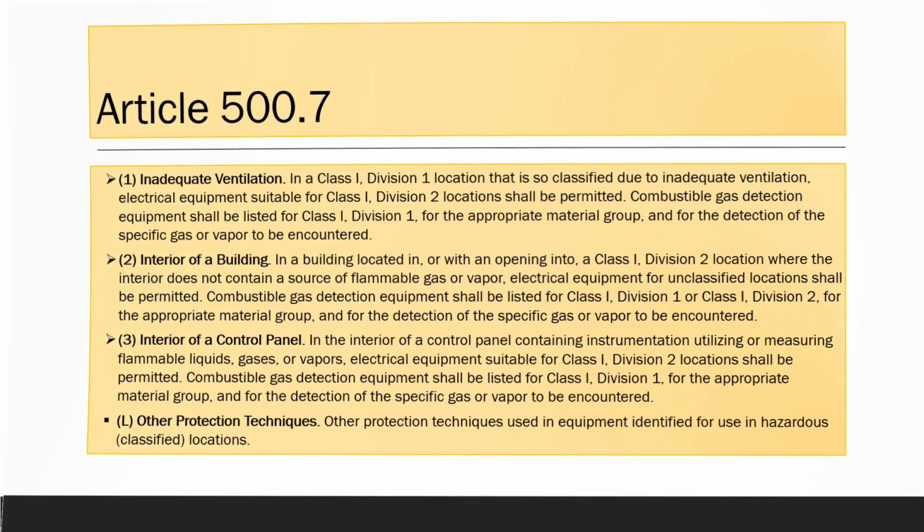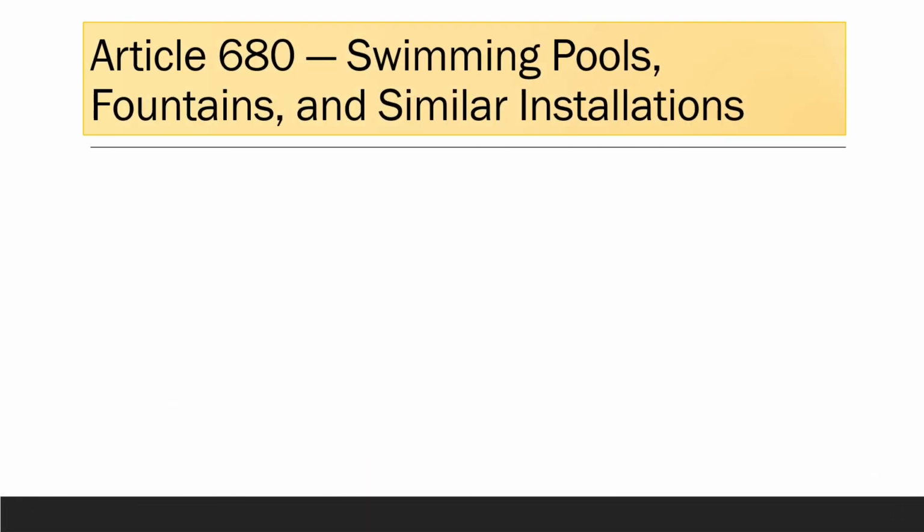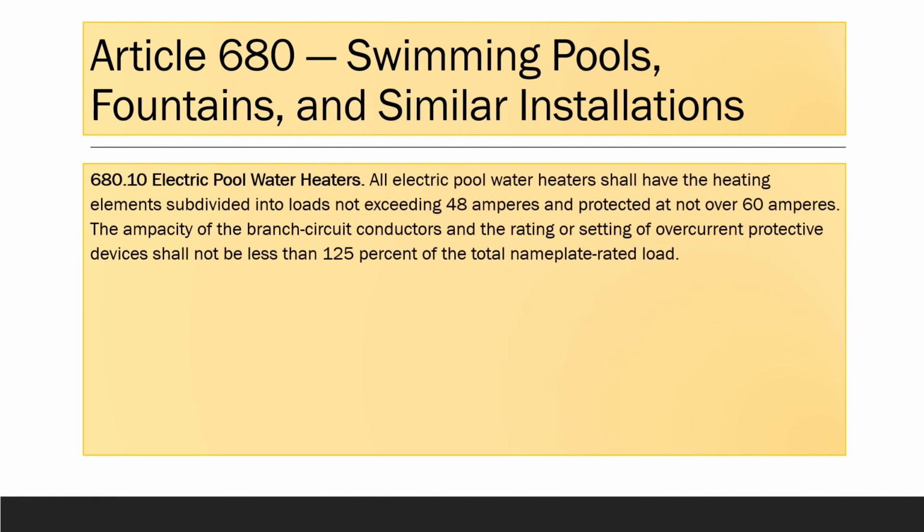Lastly, Article 680. Swimming pools, fountains, and similar installations. 680.10. Electric pool water heaters. All electric pool water heaters shall have the heating elements subdivided into loads not exceeding 48 amperes and protected at not over 60 amperes. The ampacity of the branch circuit conductors and the rating or setting of overcurrent protective devices shall not be less than 125% of the total nameplate rated load.